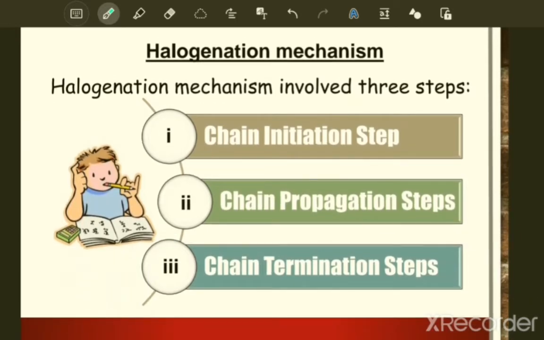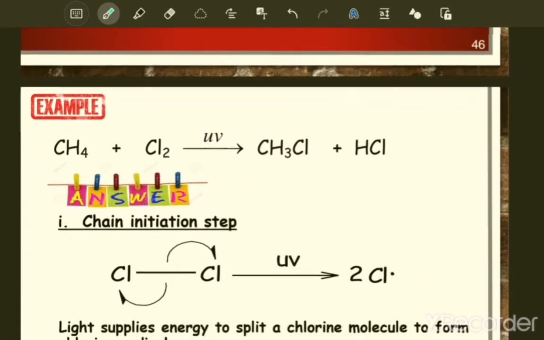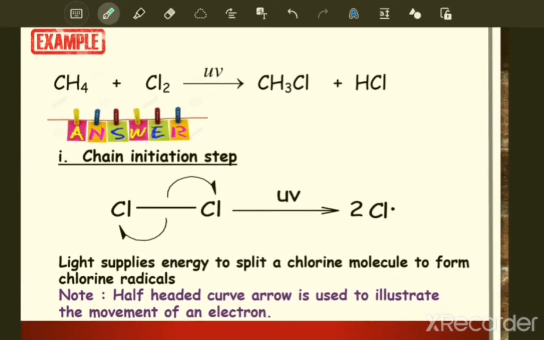So in halogenation, we have a mechanism. The mechanism involves 3 steps. The first step is the chain initiation step, and then we have the propagation step, and we also have the termination step. This is the first step that we call chain initiation. We start the reaction by breaking the chlorine molecule's covalent bond. In order to break our non-polar bond, we need UV as a source of energy. Here we have 2 half-headed arrows. Each of these arrows brings 1 electron each. So we will produce free radicals.